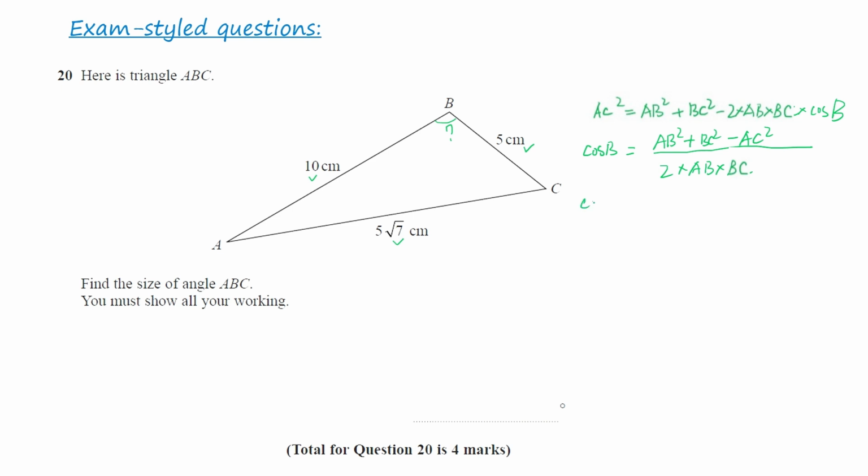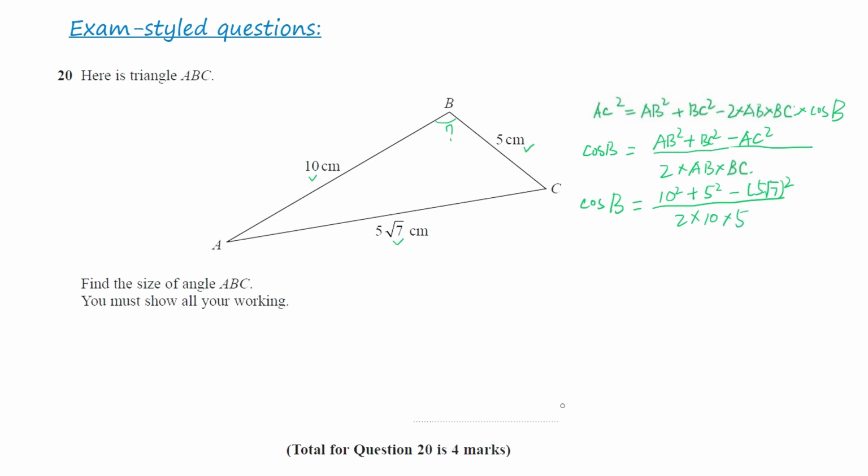Now I'm going to substitute the numbers into my equation. I know most people would start working from here, but I would start from the beginning, because I only remember one formula, and then for the rest, no matter what they ask for, I just change the subject of this formula. So let's carry on and substitute numbers into it. 10 squared plus 5 squared, take away 5 root 7, squared, and then 2 times 10 times 5.